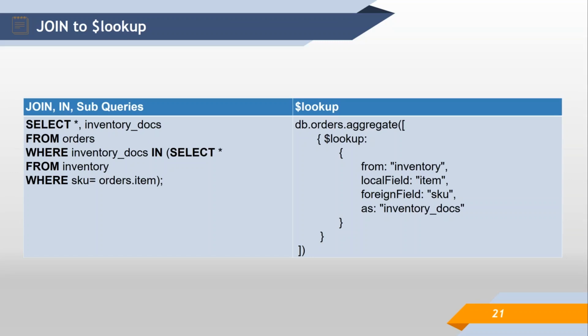So this is just a sample of how we use the in keyword and subqueries using lookup. On the right hand side we have the database.tablename.aggregate function again, then lookup, then from we have inventory. Here inventory is the second table name, and orders is the first table name. Then the local field which we want to find, the foreign field which we want to find, and how we want to show that result. So that's what this query is about.